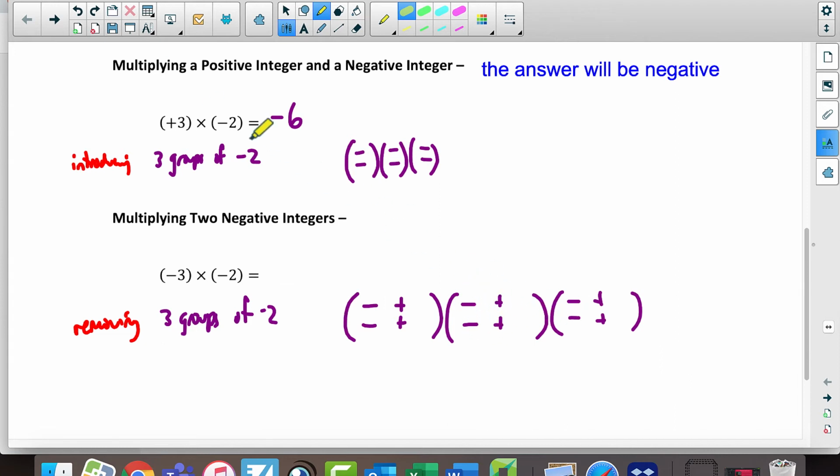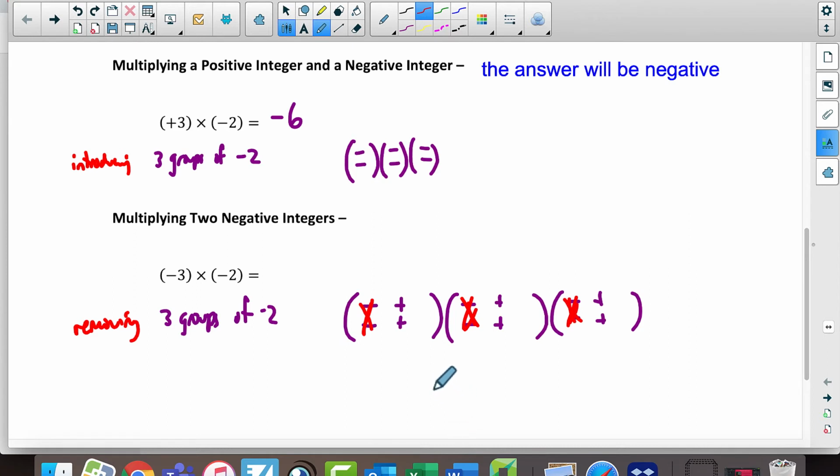Again, I know this is confusing, but we started in the previous question with nothing and introduced three groups of negative 2. Now we're starting with nothing. I know there's a different sort of look in nothing, but we have nothing here, and we're going to remove three groups of negative 2. So I'm going to remove this group of negative 2. That's gone now. I'm going to remove this group of negative 2. I'm going to remove this group of negative 2.